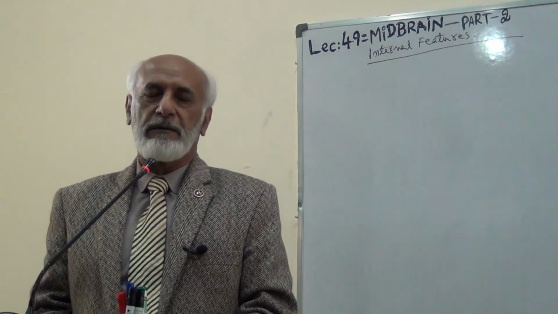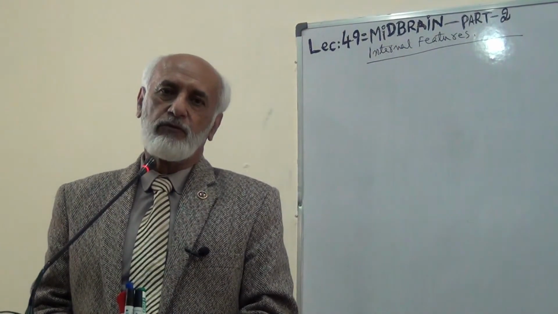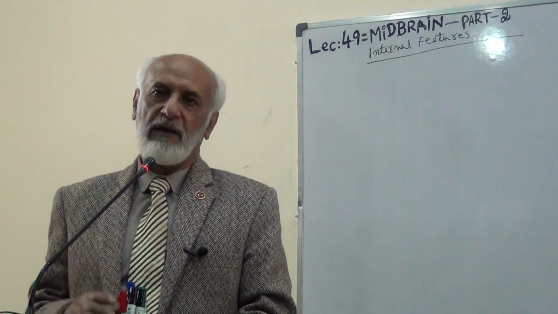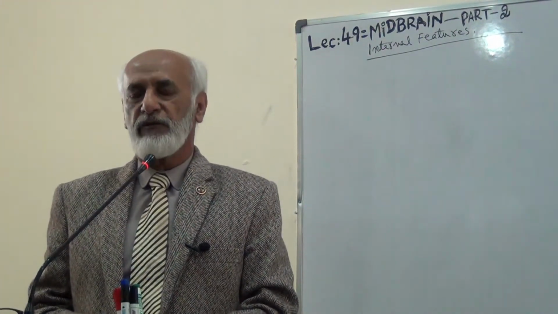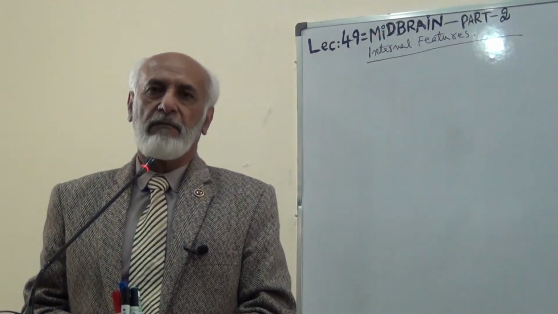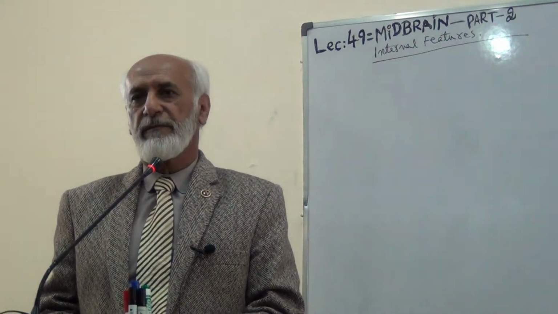But at these two levels of the midbrain, that is at the level of superior colliculus and inferior colliculus, there are marked structural differences in the tegmentum and tectum of the midbrain. So in this lecture we will study first the internal features of the midbrain at the level of superior colliculus or upper half of the midbrain, and then we will switch on to the internal features of the midbrain at the level of inferior colliculus or lower half of the midbrain.